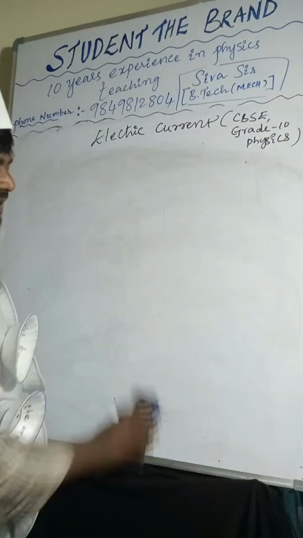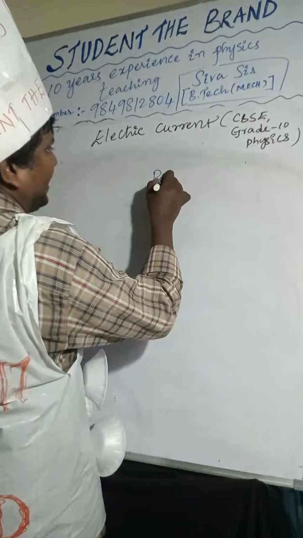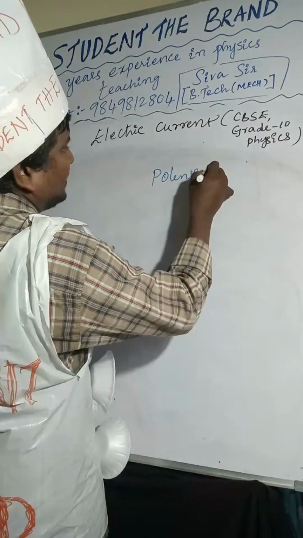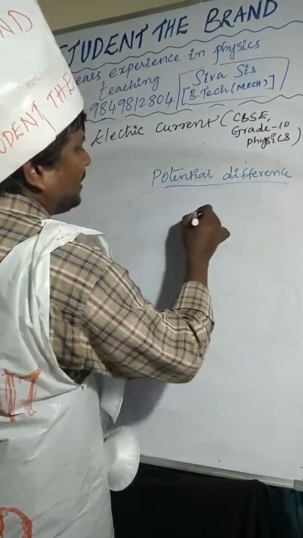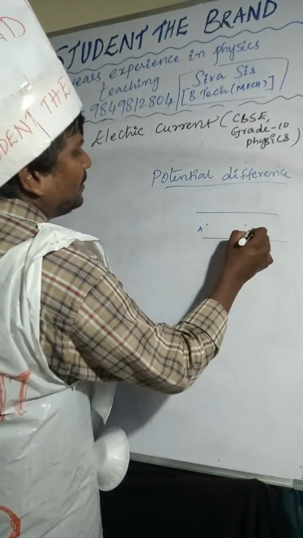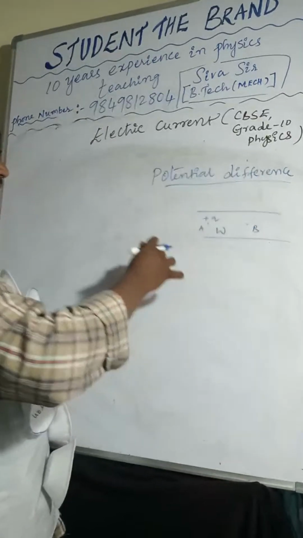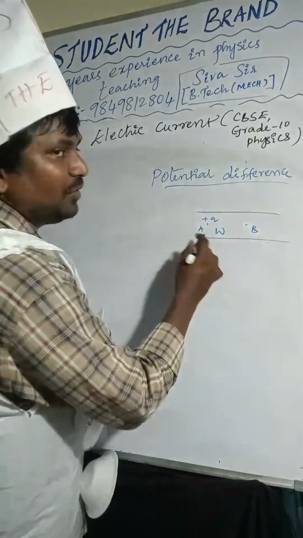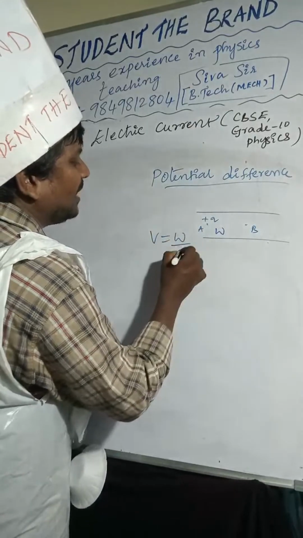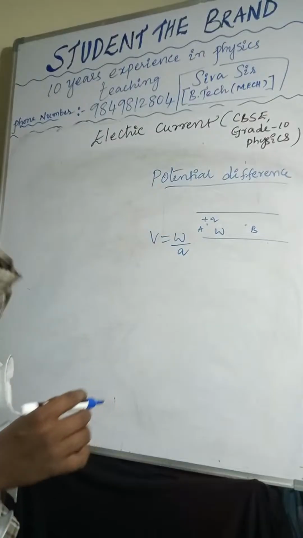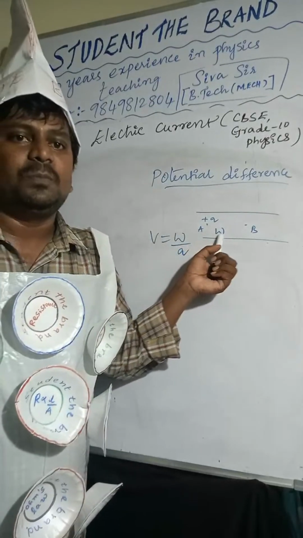Next we are going to the potential difference. I'm taking a conductor with point A and point B. We are doing some work to bring unit positive charge from one point to another point within the conductor. That is called potential difference.